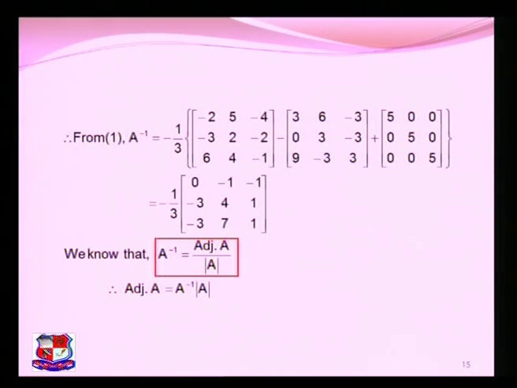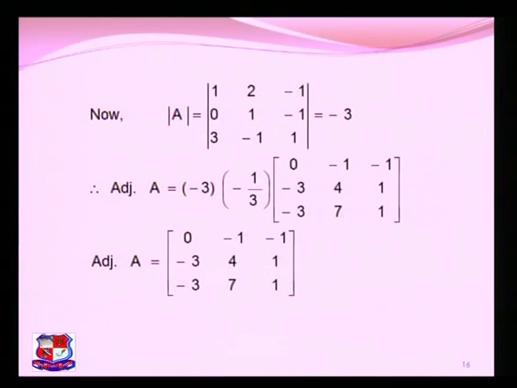So we have A inverse. If we find the determinant of A, then by multiplying it by A inverse we can find the value of adjoint of A, right? So here first of all we will find the determinant of A. We have also discussed how to find the determinant.